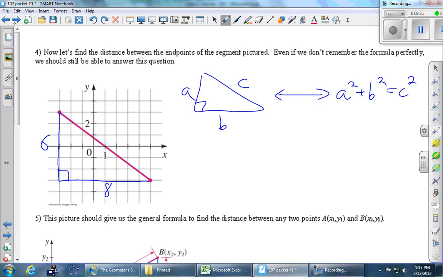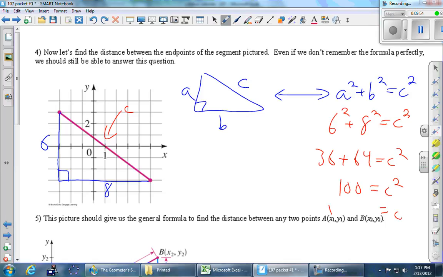Okay, so I can plug into my equation. How much is A in this triangle? 6. So this is 6 squared plus, how much is B in my triangle? 8. That's 8 squared equals C squared. But C is the thing I'm trying to find. It's how long is that line segment? And we just have to churn through. 36 plus 64 is 100, equals C squared. So C is the square root of 100. Most square roots are not nice, but this one happens to be. How much is it? 10. So the length of that line segment in pink is 10. Questions on that one?